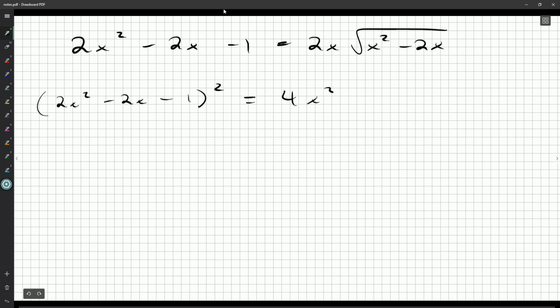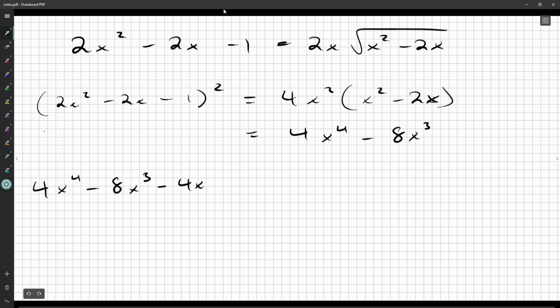you'll get 4x squared here, and then x squared minus 2x. Isn't that lovely? So on this side, you'll get 4x to the 4 minus 8x cubed. And then over here, we'll get, so it can take a little while to expand this out, but 4x to the 4 minus 8x cubed. Ooh, those will cancel. Minus 4x squared plus 4x squared. Those will cancel. Minus minus will turn into a plus 4x.